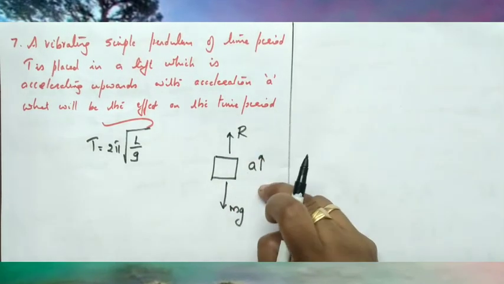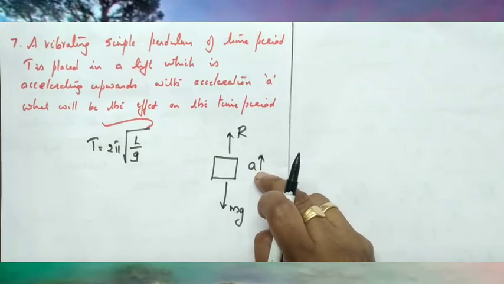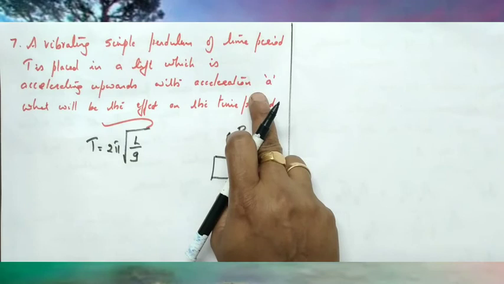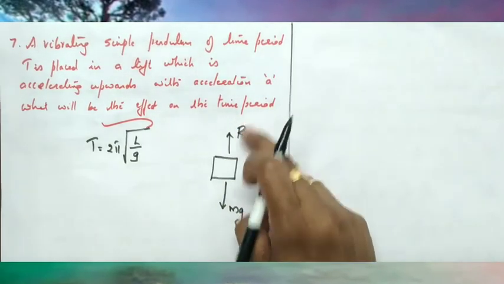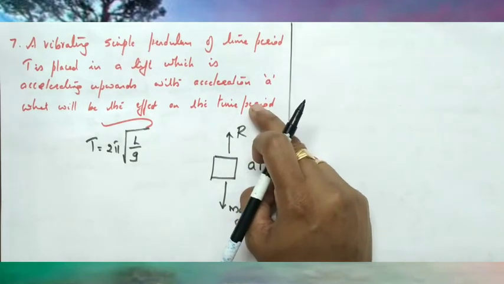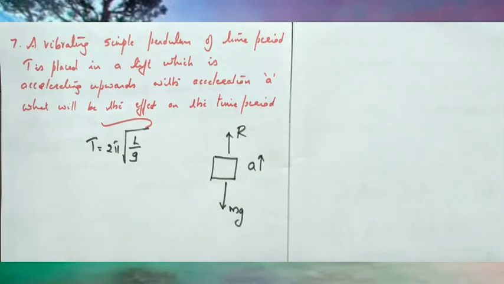In addition to that, the external acceleration. Here the lift is moving with an acceleration a, that is given in the question, no? So there is another force due to this acceleration. So 3 forces are acting: normal reaction in the upward direction, weight in the downward direction, and the force due to the acceleration.